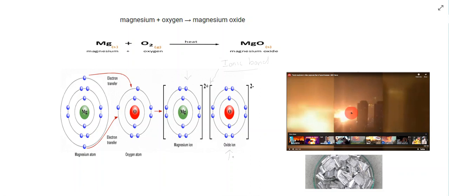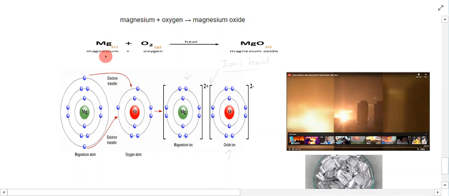And basically it's a firework factory in China. What happened was, there was lots of magnesium, like this, but it was ground up into a powder, and they use magnesium to produce fireworks, for example. But anyway, the magnesium caught fire, and as a result there was a huge fire and a huge explosion. But again, this explosion is this chemical reaction happening here.